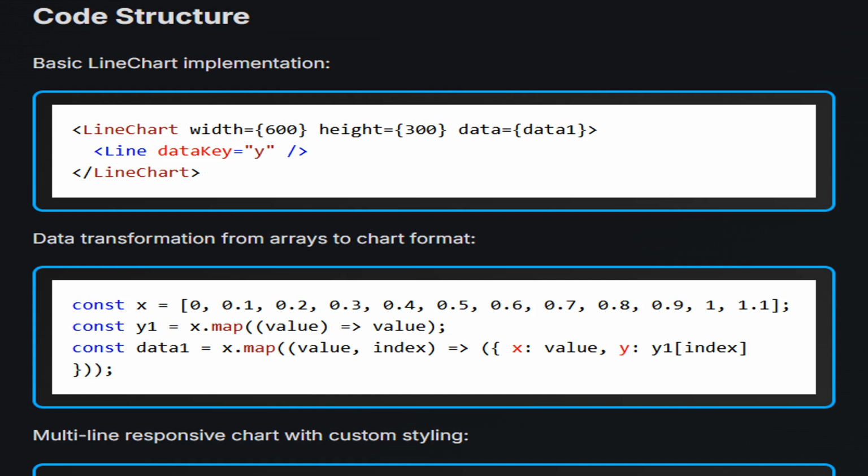The code structure section showcases the implementation of a basic line chart, explaining the use of the LineChart component with specified width, height, and data sourced from an array. It also illustrates transforming data through array map, to format it for chart use, a vital technique for the correct display of visual data.